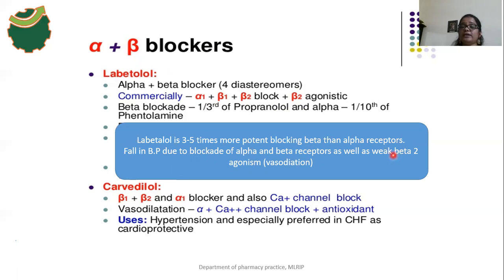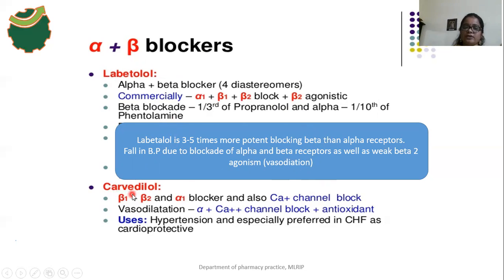So what is beta 2 agonism action? It is a vasodilation effect. Beta 2 agonist action on smooth muscle is a dilation effect. So here this labetalol drug decreases the BP due to blockade of alpha receptors and beta receptors. And at the same time this labetalol drug has beta 2 agonist activity. So that's why the labetalol drug is used for the treatment of hypertension.